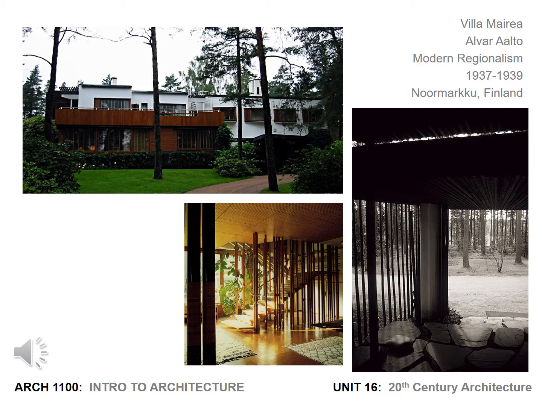Not all architects at this time, however, totally buy into this idea. You can see this in the work of Alvar Aalto. Alvar Aalto's work is clearly inspired by the International Style of architecture, but Aalto becomes known for taking a much more regional approach to applying the ideas of International Style to his work. You can see this in his Villa Mairea, located in Finland, built between 1937 and 1939.